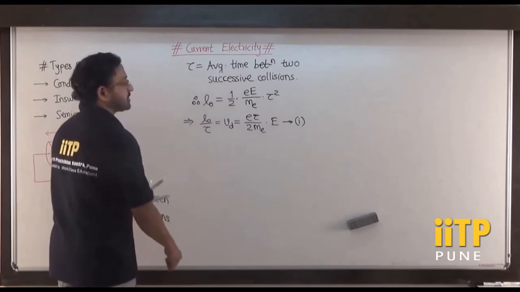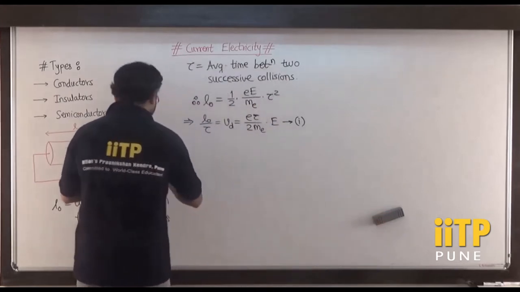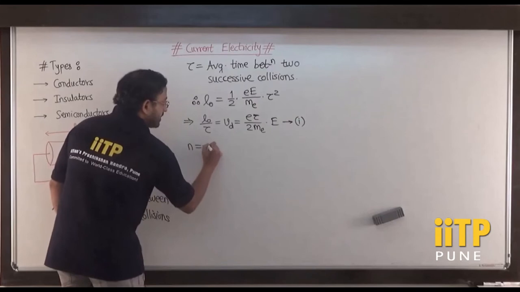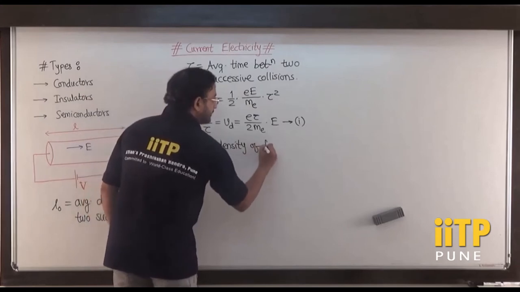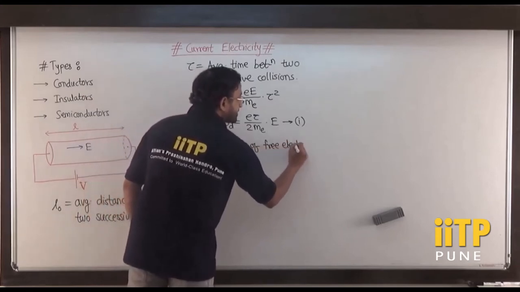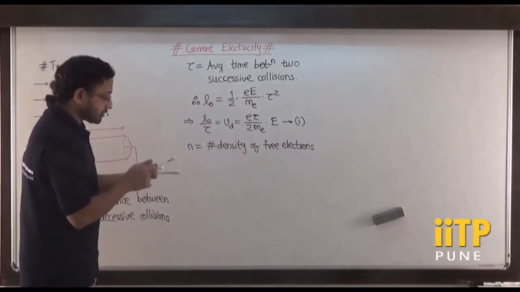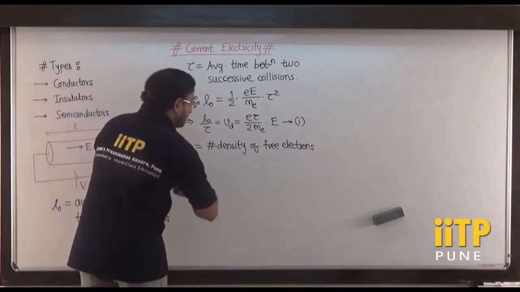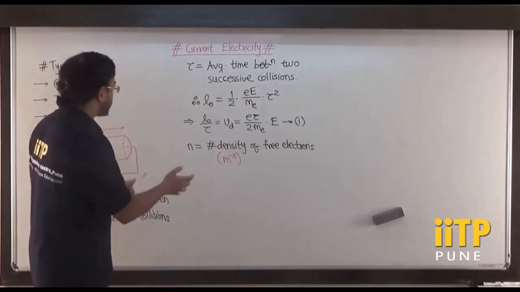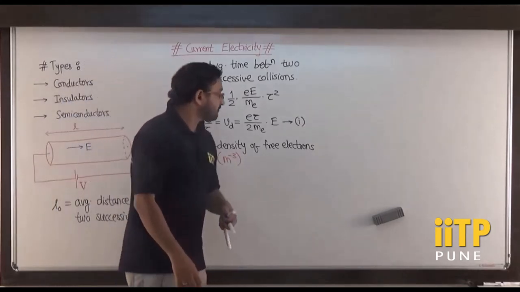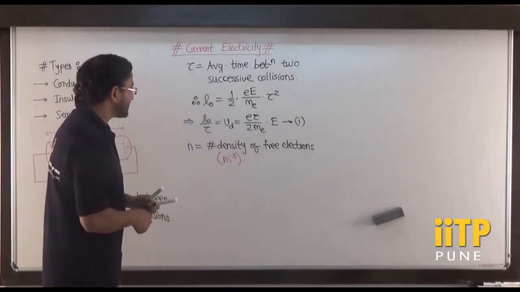So that is one result we have obtained there. Now there's another quantity we can talk about. This is called N. N is the number density of free electrons, and that means it is the number of free electrons per unit volume. Hence its SI unit will be simply per meter cube. So imagine in this conductor there is a density of free electrons, number density, how many free electrons per unit volume, that is this.